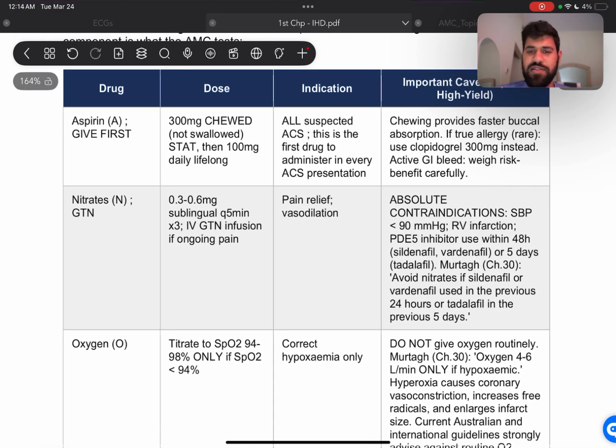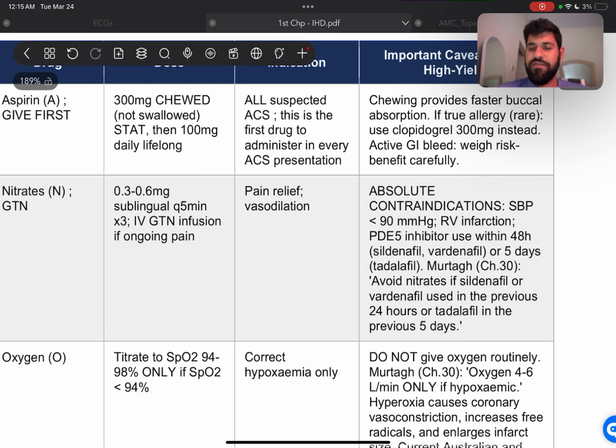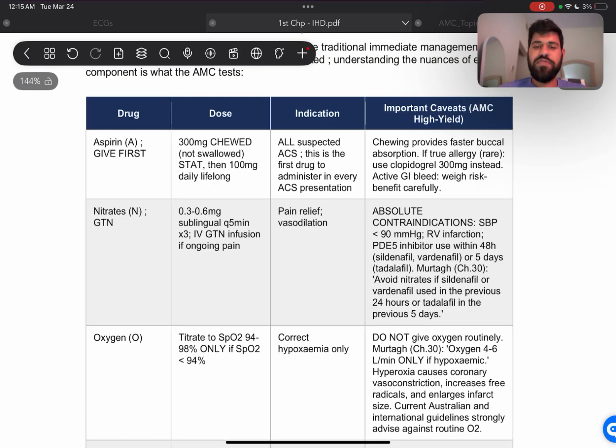So nitrates, GTN, pain relief, and vasodilation. Remember, it's an absolute contraindication if the SBP is less than 90 mmHg, or if there is right ventricular infarction, or if PDE5 inhibitors have been used within 48 hours. So sildenafil, vardenafil, or in the last 5 days, such as tadalafil. Okay, avoid nitrates if sildenafil or vardenafil used in the previous 24 hours, because they too can cause vasodilation.